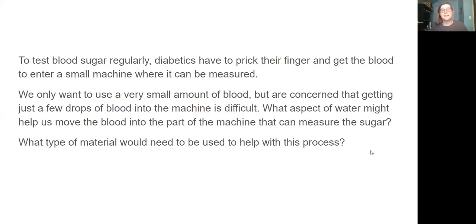To test blood sugar regularly, diabetics have to prick their finger and get the blood to enter a small machine where it can be measured. We only want to use a very small amount of blood, but are concerned that getting a few drops into the machine is difficult. What aspect of water might help us move the blood into the part of the machine that can measure the sugar?